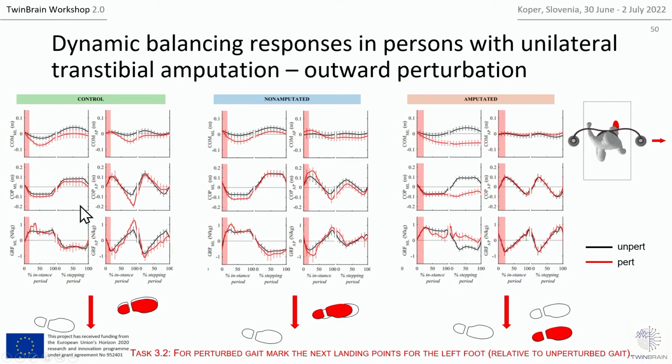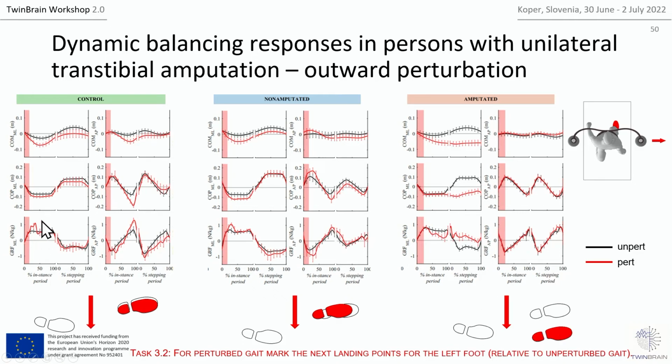Following this graph, we notice that there is a slight displacement of the footprint in the control group. So they were able to withstand the perturbation and continue with quite a normal foot placement pattern. When the amputees entered the stance phase with their non-amputated side, again there is not a lot of difference in the foot placement in the next step. But if they are perturbed while their amputated side is in the stance phase, then we see a considerable displacement of the next foot strike in the direction of the perturbation.